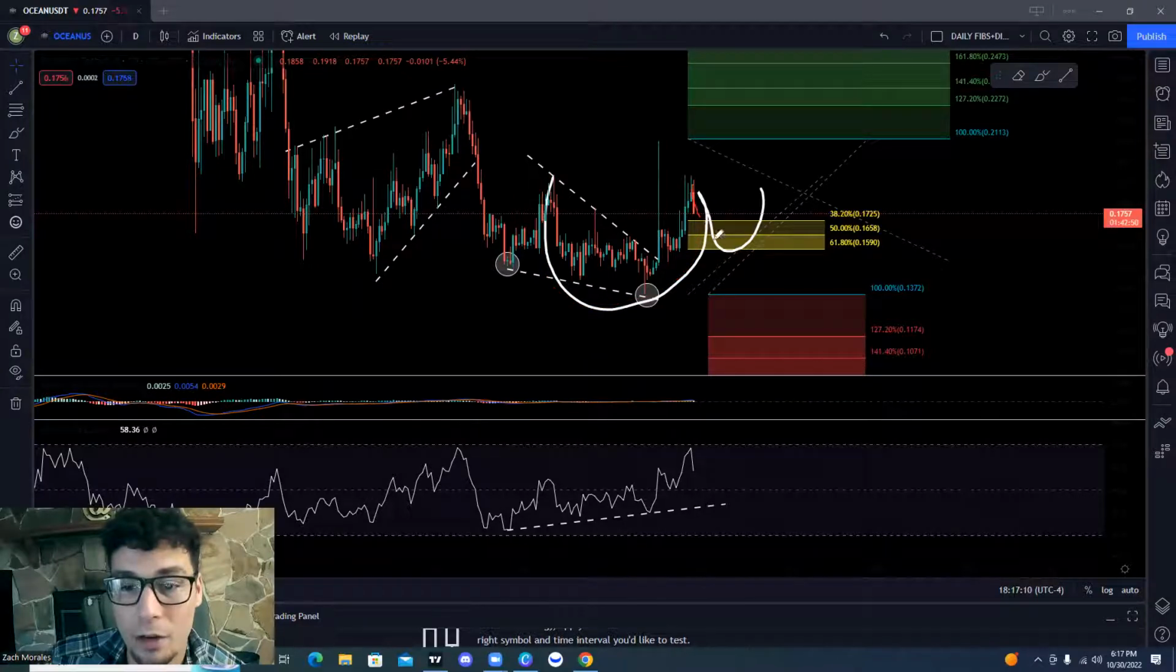If we fall down and hold these three support levels right here, okay, which is going to be from 0.159 all the way up to 0.172, we're going to form a handle. So we've already got the cup here. And if we come down, bounce off of these levels, that's going to give us our handle. And the cup and handle is a bullish pattern, right?